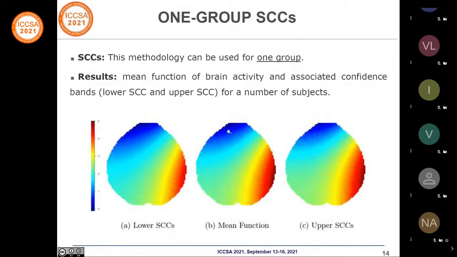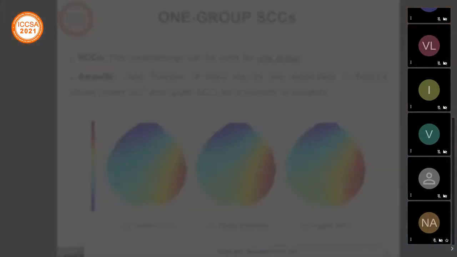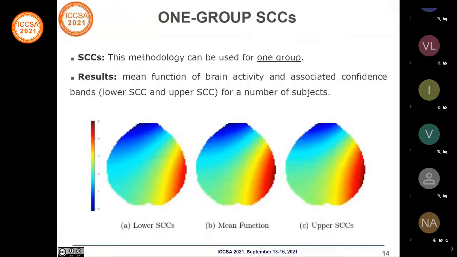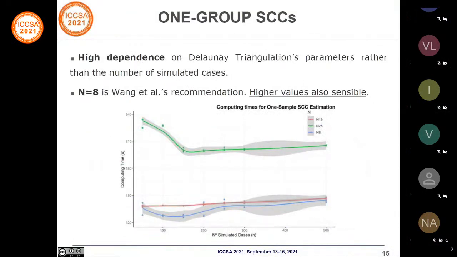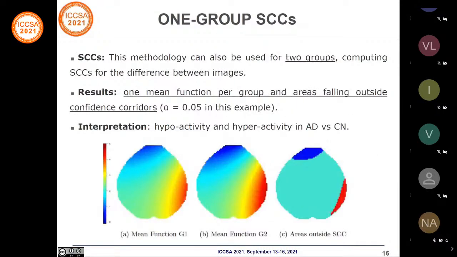We obtain the mean function, upper and lower SCC, and you should go to the conclusion now. All right, I'm moving fast. I'm already arriving to the conclusions. So these are the computational times. Also, higher values for a higher triangulation degree of fineness, lower for the lower triangulations. Again, Wang et al. recommendation of n equal 8 is, well, we can go for n equal 15 without much change.